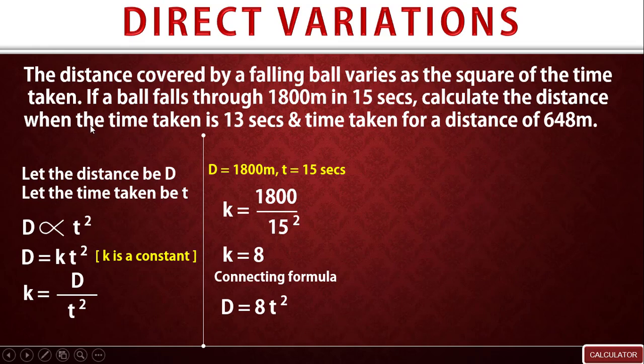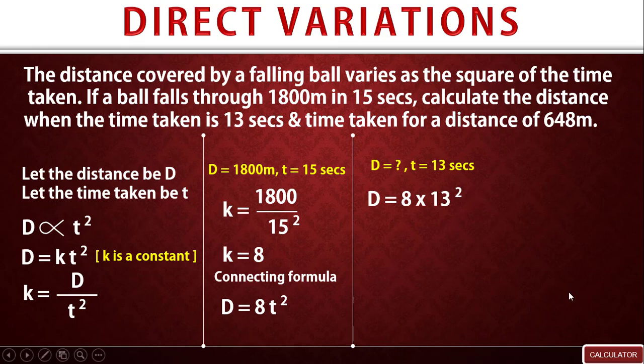Calculate the distance when the time taken is 13 seconds. That's the first question. And the second question says calculate the time taken for a distance of 648 meters. So we're going to do the first one. We are asked to determine the distance. We are given the time taken, t, to be 13 seconds. We don't know d. So we fix this value of t into the formula, and then we have d equals 8 times 13 squared.